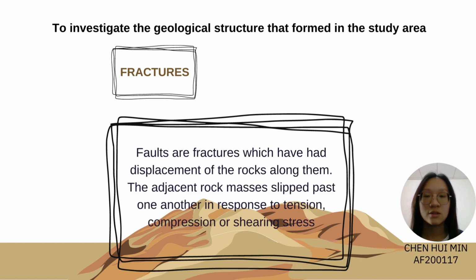To investigate the geological structures that form in the study area, there are three types of deformation. The first one is fractures. Faults are fractures which have had displacement of the rocks along them. The adjacent rock masses slip past one another in response to tension, compression, or shearing stress. There are four categories of faults, which are normal fault, reverse fault, lateral fault, and oblique slip fault.